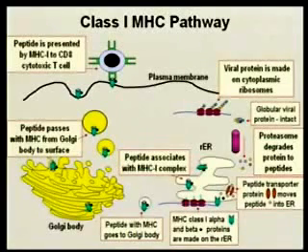Once this process happens, the MHC class 1 molecule will be transported into the Golgi apparatus, and then finally it will make its way up to the cell surface. Once it gets to the cell surface, it is then able to be recognized by a T cell expressing the appropriate T cell receptor.